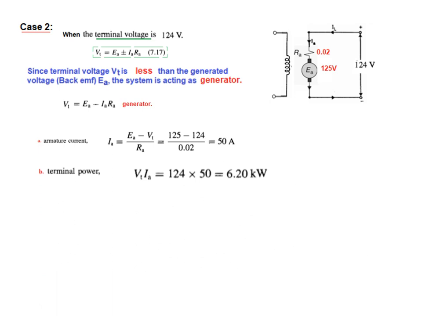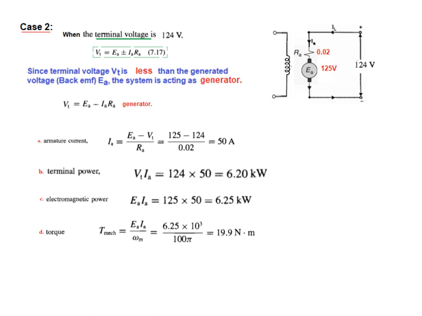And the terminal power, again, is Vt into I. So the terminal power is 124 multiplied by 50 ampere, so 6.2 kilowatt. Then the electromagnetic power is the power generated here. So it is EA into the current, 125 multiplied by current 50, so 6.25 kilowatt. And torque, calculated the same way, is now 19.9. So this power, EA, is multiplied by omega m that we calculated in the previous slide.